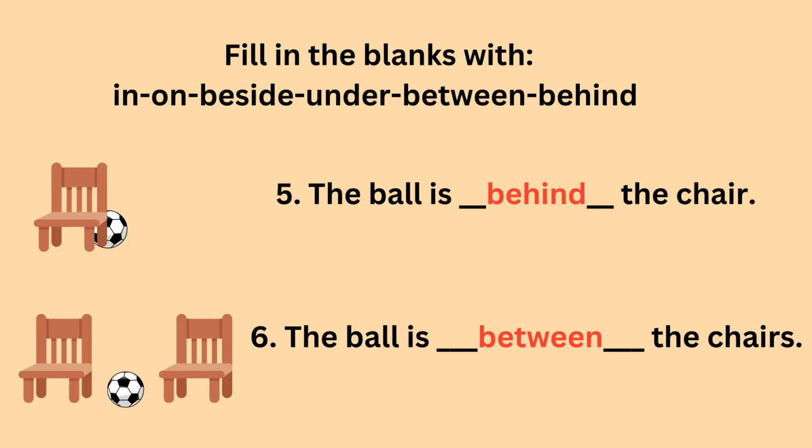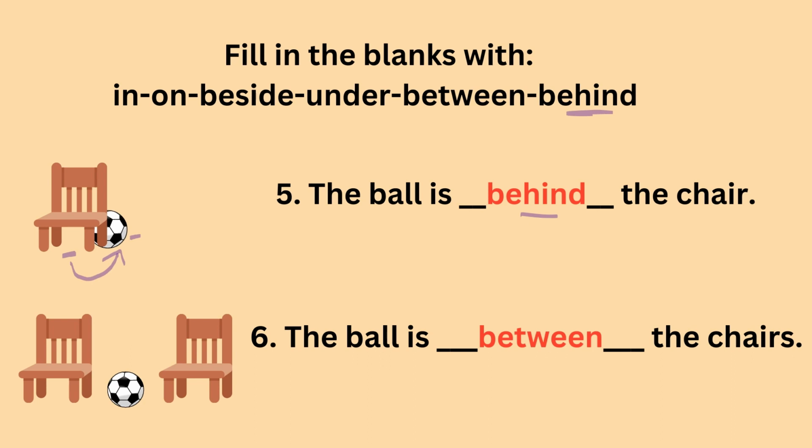Now if we see this picture, we'll find where is the ball? We have to find the position of the ball. The ball is behind the chair. Behind মানে পেছনে, চেয়ারের পেছনে আছে. So the ball is behind অপশনটা কি এখানে আছে? Yes, এখানে আছে. So the ball is behind the chair.